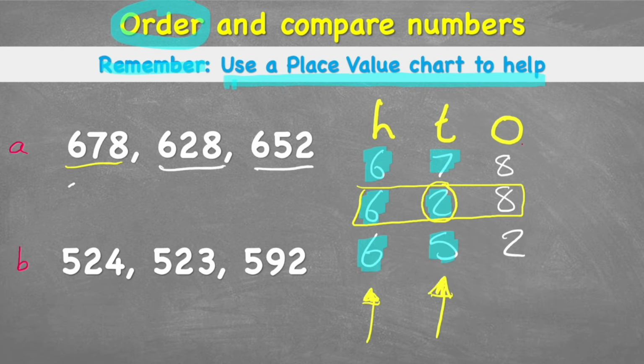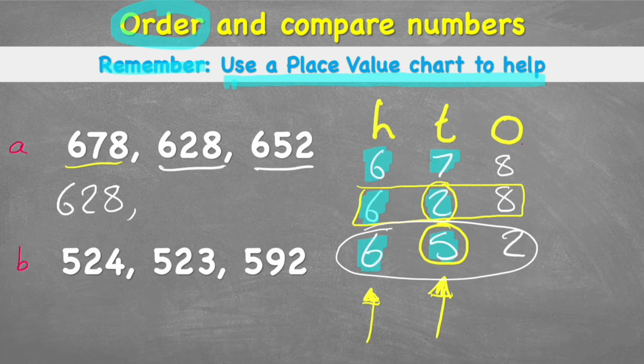So I'm going to write that here. 628 is our first one. What's our next smallest value? Well, that's right, we have this 5. Therefore the next smallest number would be this number here, which is 652. And therefore, the biggest number is 678.